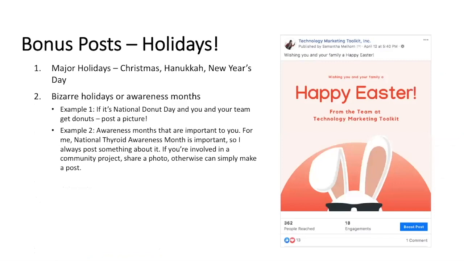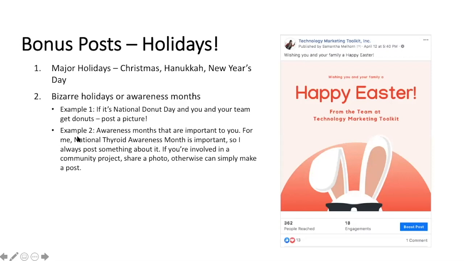And last here we have a bonus one that is just as important as all the others, but it's a little bit more fun. You can do this in 2 different ways. You can talk about the major holidays like Christmas, Hanukkah, New Year's, 4th of July, all of those. Just create a little goodwill image. You can do this on Canva, which I'll dive into in the next section. And then another one that's a little bit more fun is the bizarre holidays or awareness months. So if it's National Donut Day and you and your team get donuts, it's sometimes fun to just take a picture of everyone and post it. Again, this helps drive connection and shows the people behind the business.